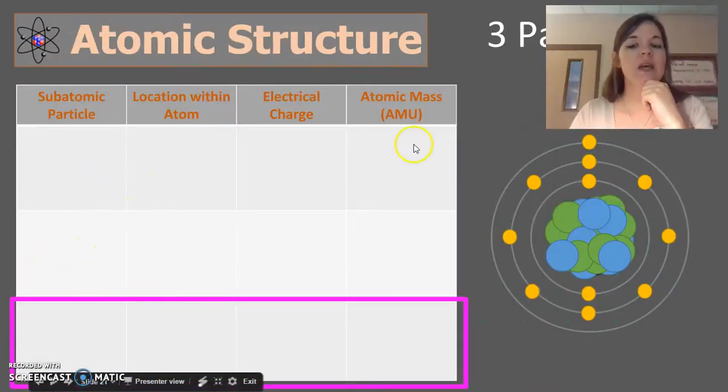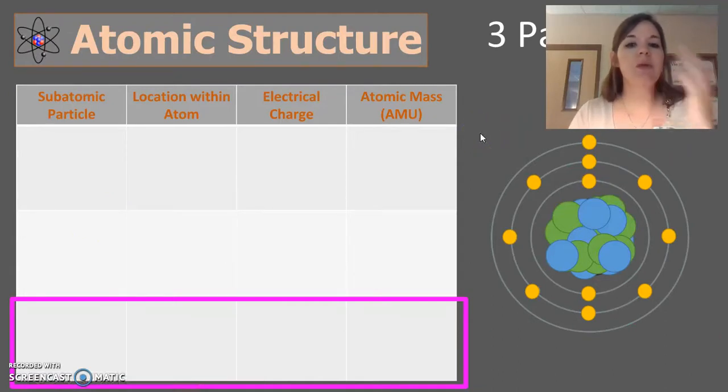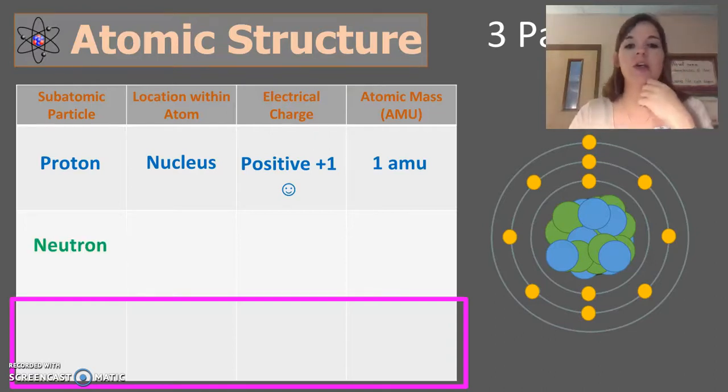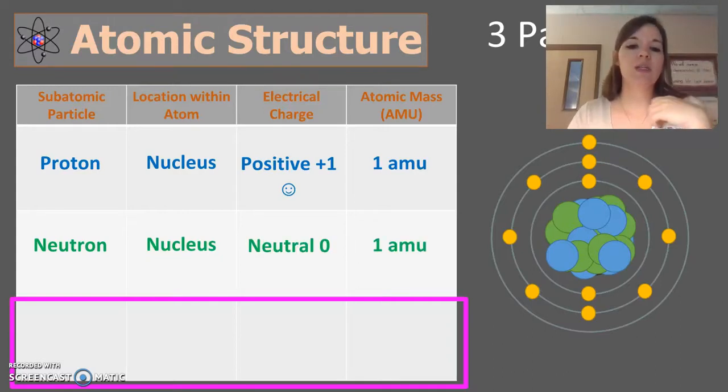Okay, so this is a chart that you saw in objective number 1. The only difference is we're going to add the next subatomic particle to it. So in video number 1, you wrote down that the proton is in the nucleus, positive charge, 1 atomic mass unit. Neutron in the nucleus, neutral charge, and 1 atomic mass unit.